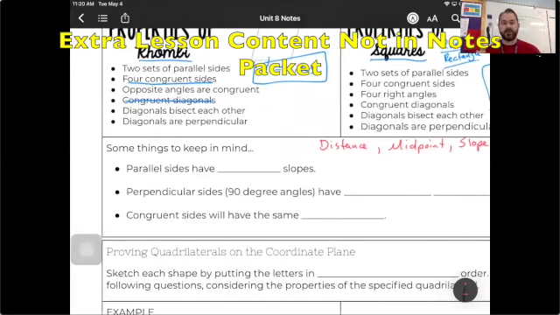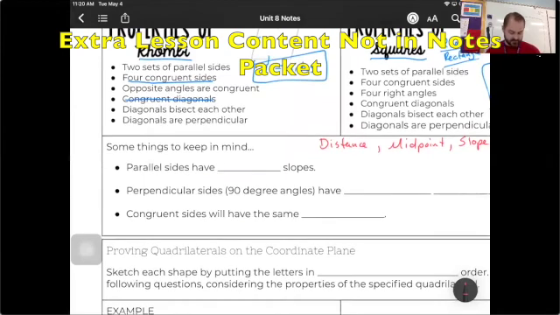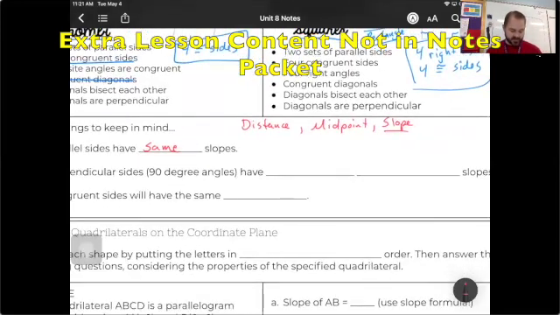First of all, parallel sides would have to have the same slopes. Remember that if two lines have the same slopes, they're parallel. So our sides of these parallelograms that are parallel have to have the same slopes or equal slopes. So there's that slope formula we can use. Also, perpendicular sides, like in a rectangle, giving us those four right angles, have opposite reciprocal slopes.